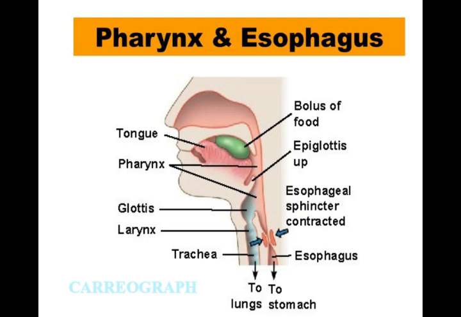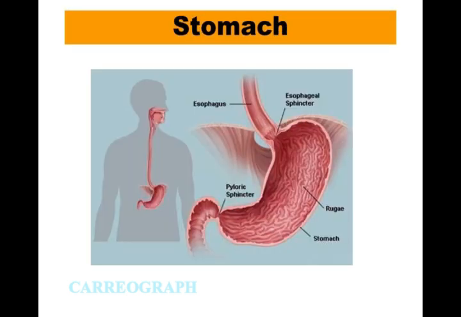Now friends, we will see a very important organ of our digestive system, the stomach. The stomach is a muscular bag or sac-like structure located on the left side of the abdominal cavity. This stomach receives food from the esophagus, where it stays for a minimum of 2 to 3 hours for digestion. And this stomach is divided into three different parts.